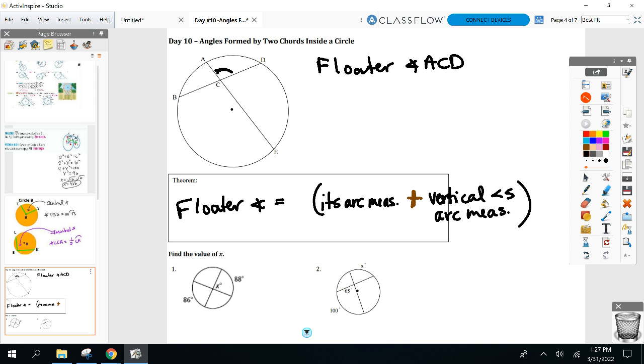Now, why do I have it in parentheses? Why do I need that in parentheses? Because you're going to take that sum and cut it in half. That's how I find one of those floater angles.